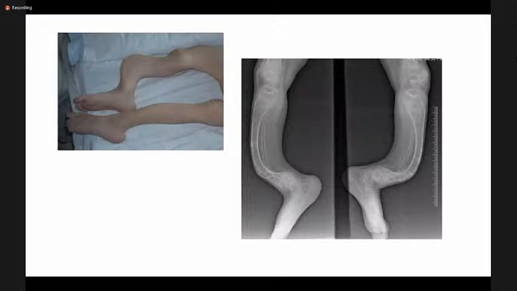Just to show you a picture of some of the children who come with osteogenesis imperfecta. Now, as I said, osteogenesis imperfecta is actually more common compared to the other conditions, and you will definitely come across them when you start practicing.